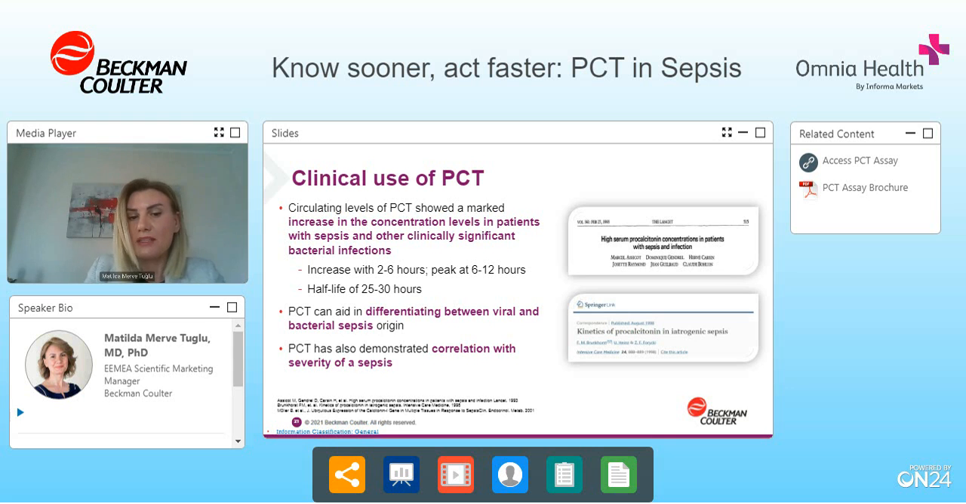Another study explored the kinetics of procalcitonin and found that after infection, procalcitonin increases within 2 to 6 hours. It has a peak between 6 to 12 hours and then follows a decrease after 24 hours and normalization within 5 days. The half-life of procalcitonin is about 25 to 30 hours.